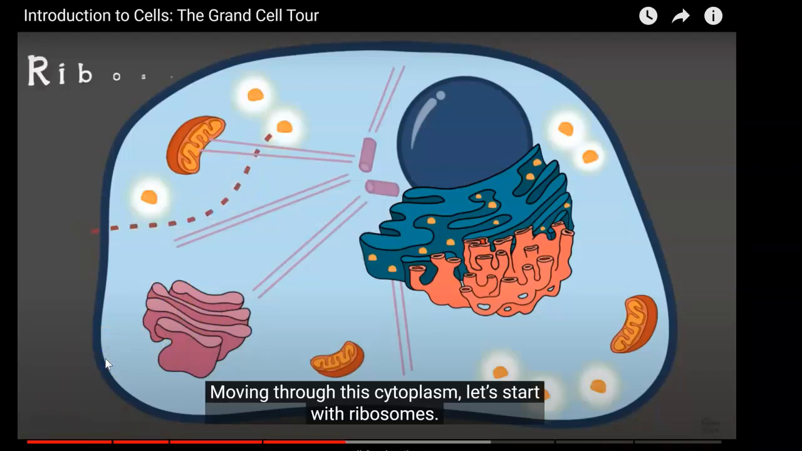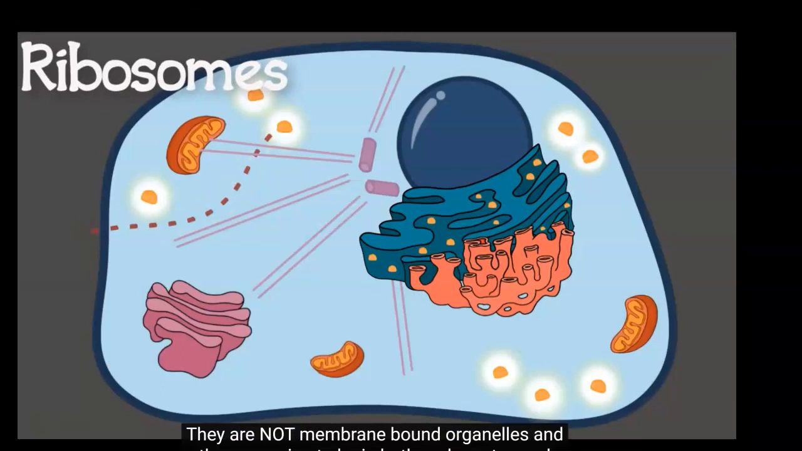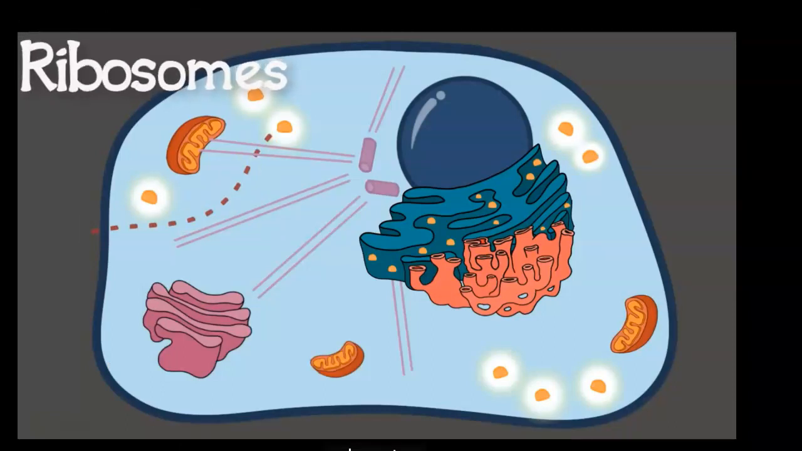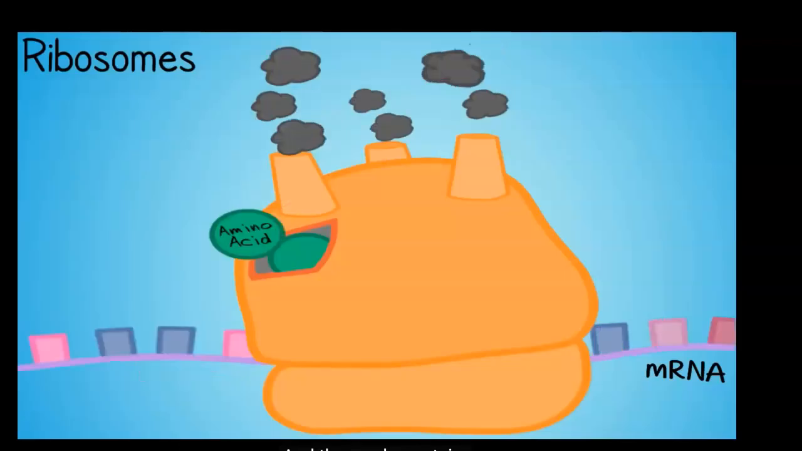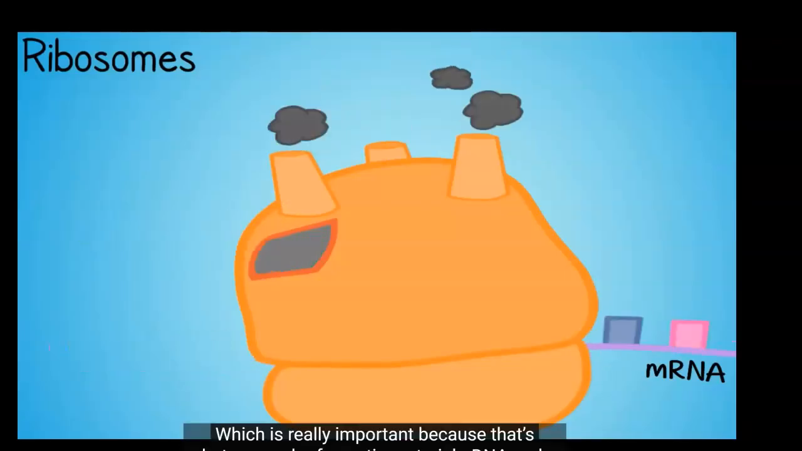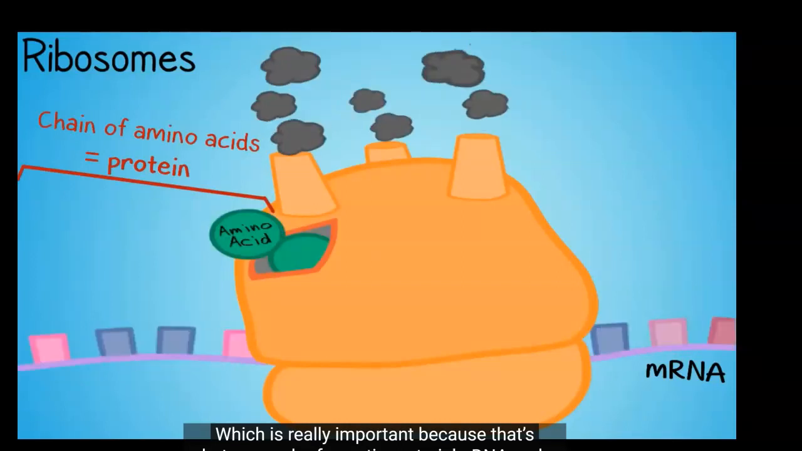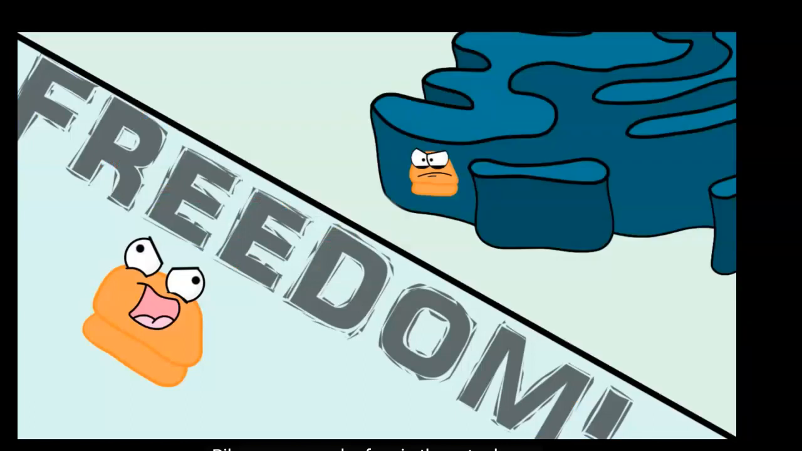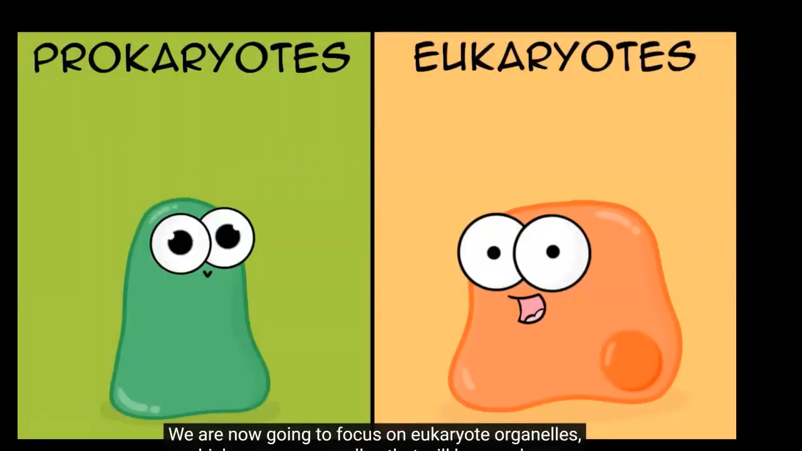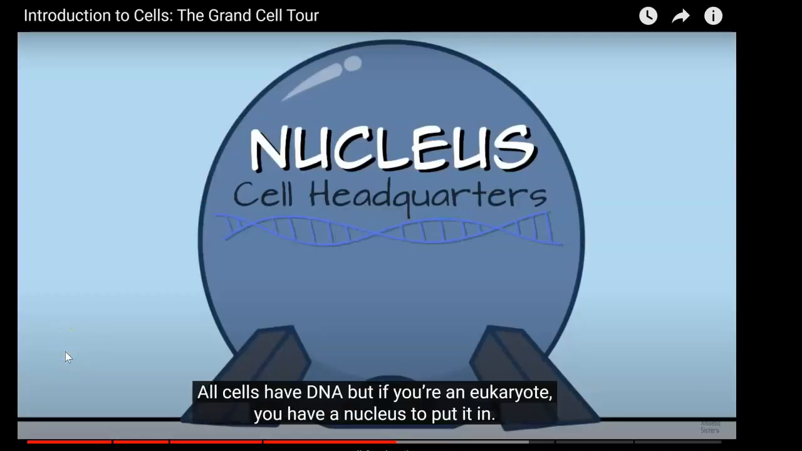Cytoplasm, let's start with ribosomes. They are not membrane-bound organelles, and they're going to be in both prokaryotes and eukaryotes. They make protein, which is really important because that's what so much of genetic material, DNA, codes for, protein. Ribosomes can be free in the cytoplasm, but they can be attached to another organelle too, which we'll talk about a little bit later. We're now going to focus on DNA, for example.